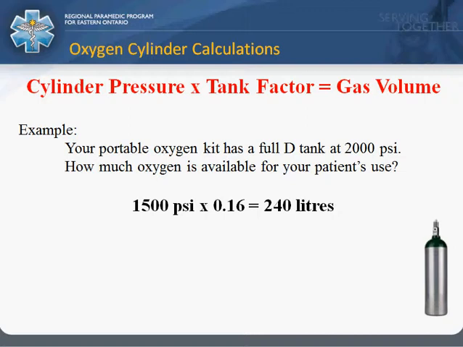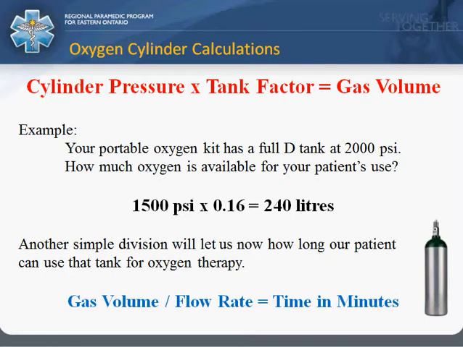So let's take that 500 away. Instead of 2,000, I'm going to use 1,500 times our tank factor equals 240 liters. That's still a lot of oxygen, but I don't know how long that'll last. Let's figure out how long that will last. We got one more small calculation to do.